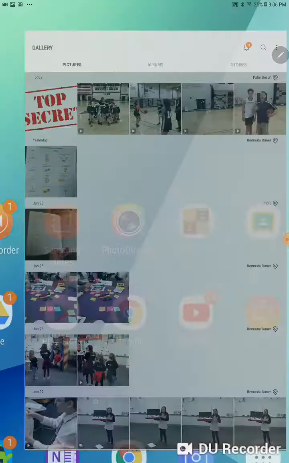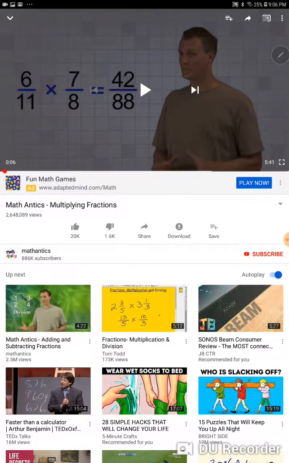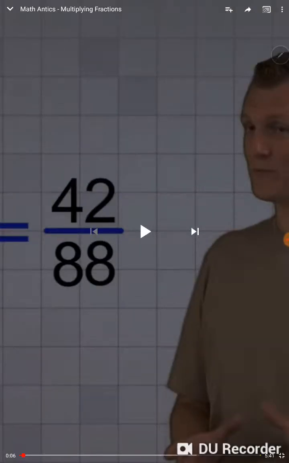Here we go. All right, let's pull up our favorite guy from Mr. Math Antics. Go full screen. No, let's not go full screen. That's a little too big.